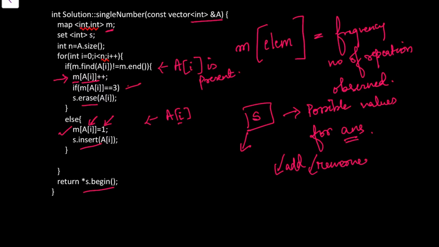And an interesting fact is that when m[A[i]] equals 3, when it is repeated for the third time, we remove it from the set S, saying that this element cannot be our answer because we have already seen that it has been repeated 3 times inside the array. So all the elements which repeat thrice are eventually removed from S. They are added in the first place when we see the first repetition, but when we see the third repetition, they are removed from the set, and then we return S.begin().